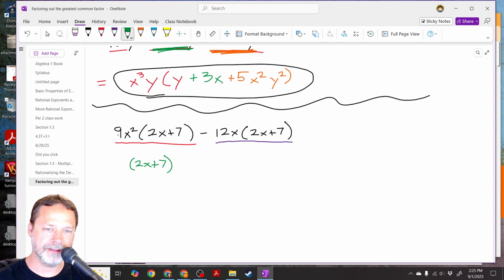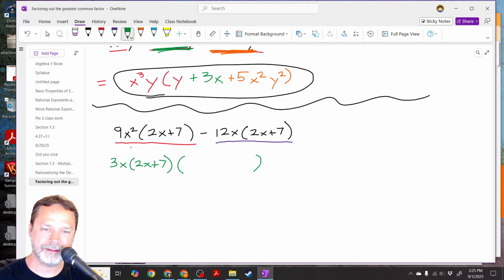Now, what about the rest? Well, I got a 9 and a 12. Both of those are divisible by 3. So I know I can put a 3 out. And then an x squared and an x, both of those I could take an x out. There's one x here that I can take out, and there's 2 x's here. So the most I can take out is 1. And then what do I have left? So put parentheses here. What is going to be left?